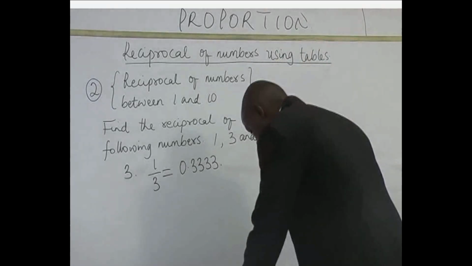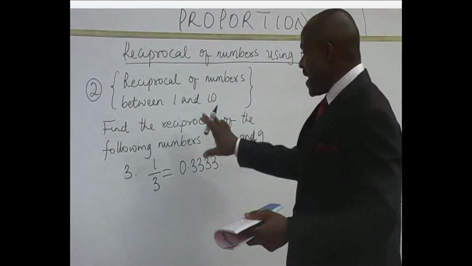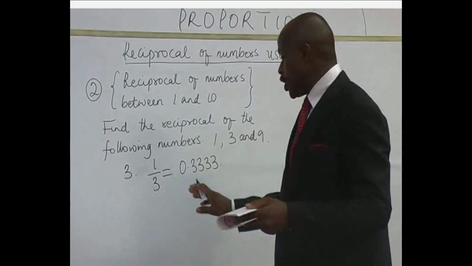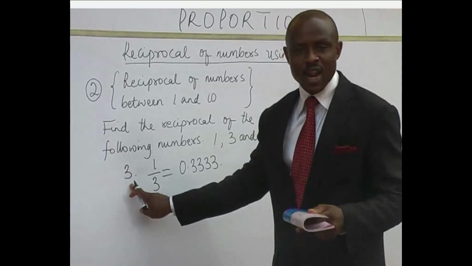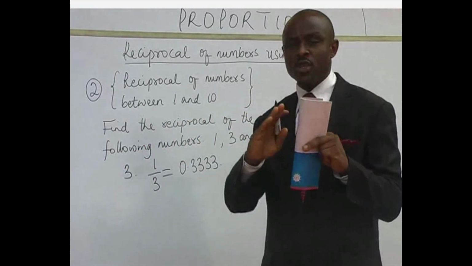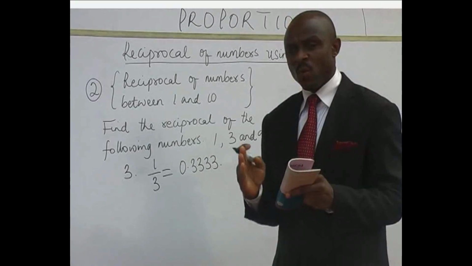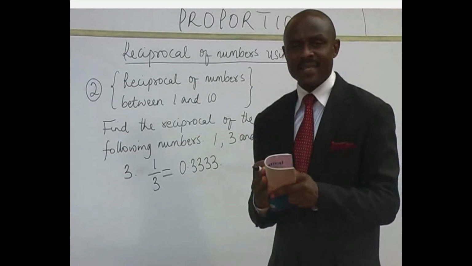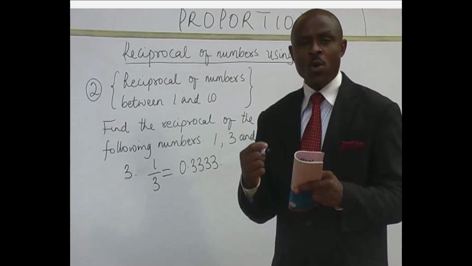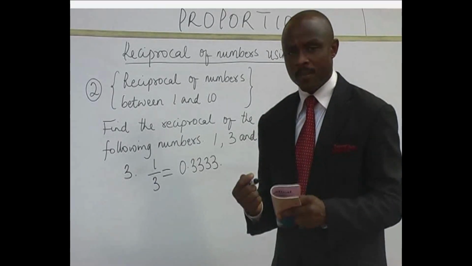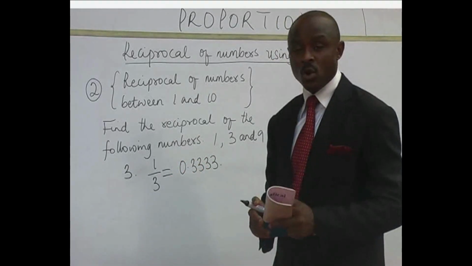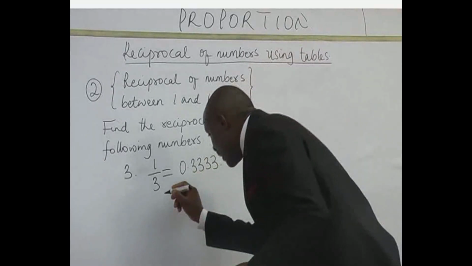Now let's use our 4-figure table. In this case, unlike if the number is less than 1, there is no need of writing the number in standard form. That is the way it is unique. When we are treating the reciprocal of numbers that are less than 1, first of all, we rewrite the numbers in standard form. But in this case, no need of writing them in standard form. Already they are in standard form. So what I'm going to do is bring out the number. The number is 3.